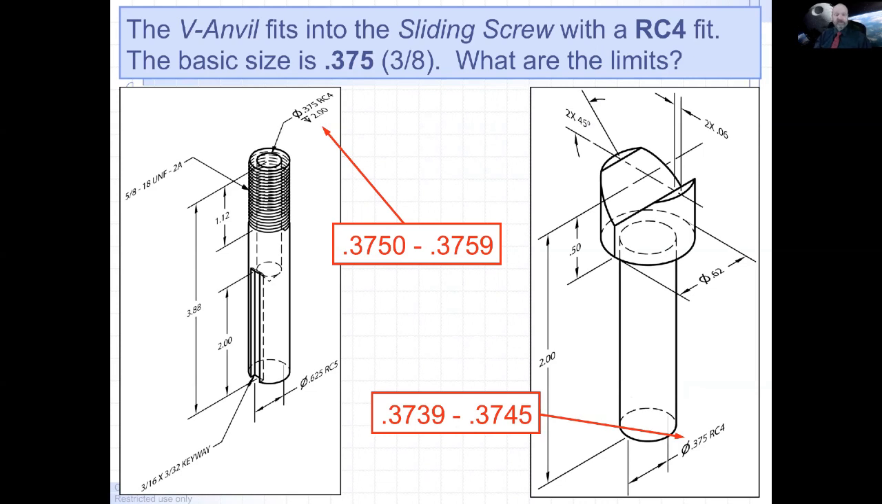And that's so this V anvil can slide up and down, and then with a set screw, you can set it at a certain height. So you can fine adjust it, okay? And that's where you want it to be fairly loose, right? But not so loose that the shaft can move around left and right, okay?